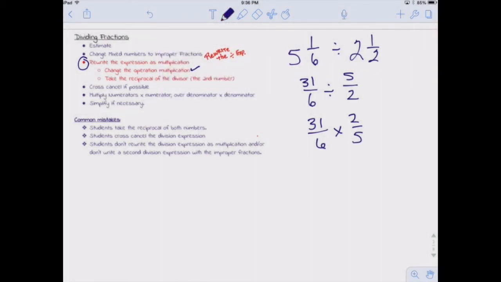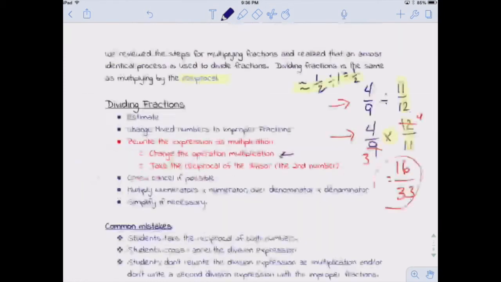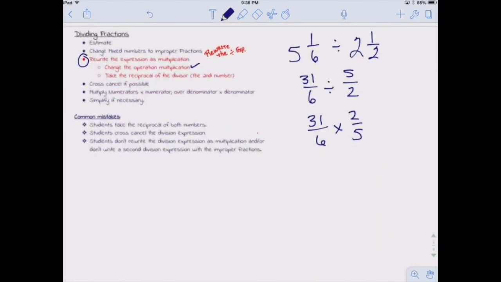Alright, so now we're at the point where we can cross cancel. 5 and 31, no. 2 and 6, though, we can cross cancel. So 2 divided by 2 is 1, and 6 divided by 2 is 3. And then 31 times 1 is 31, and 3 times 5 is 15. And 31/15, well, that's about 2. That's 2 and 1/15. I said my answer would be around 2. 6 divided by 3 is 2, so not too bad.